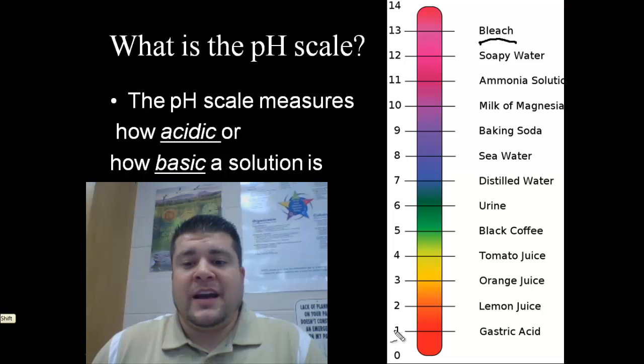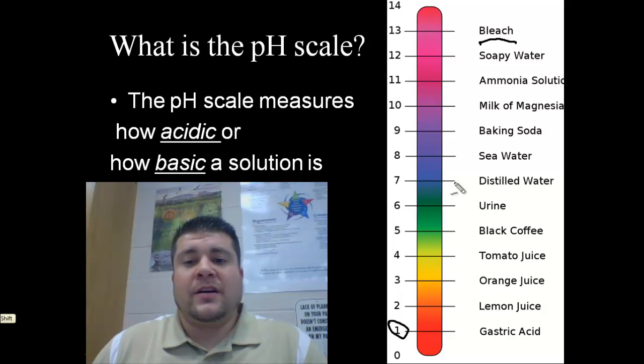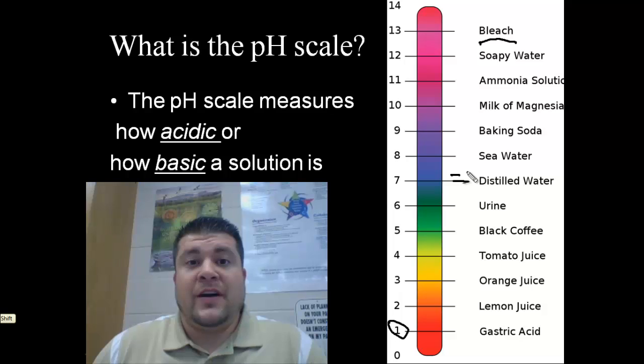If we look at something like our stomach, it has an acidity of 1, and that's a very acidic solution. If we have something like distilled water, that's going to be about a 7. Right here at about 7.35, we're going to see our blood pH level. And if it gets too high or too low, it's really bad for us. We can actually die because our enzymes won't work.